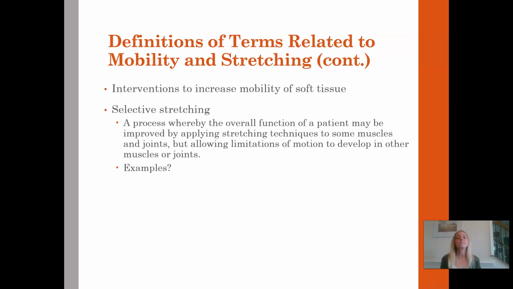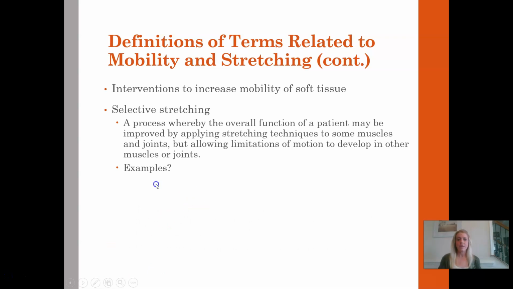Looking at some terms too, one thing that I want to talk about as we're talking about stretching is selective stretching. We just talked a little bit about disorders of the central nervous system and how that can lead to some contractures, but there's also sometimes where we may actually not want to stretch a patient because it's actually going to improve their function. And pretty much all of the examples I can think of with this do have to do with injuries to the central nervous system.